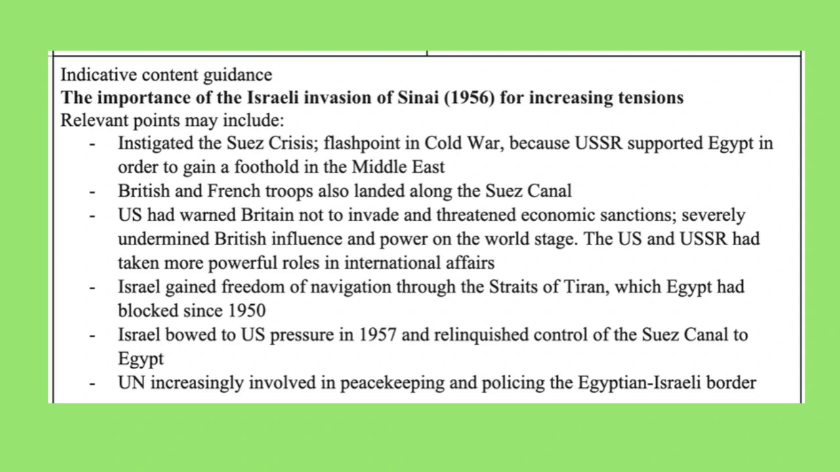You could, for example, discuss the increasing role of the USSR and the US in the Middle East. This ultimately became a flashpoint in the Cold War and meant that there was much more support coming in for both sides from major world powers. The UN increasingly had to become involved in peacekeeping and policing the Egyptian-Israeli border. So you can see there we've used a lot of evidence from our own knowledge to support our argument here. We've taken both elements of the question, so the Israeli invasion of Sinai and the increasing tensions, and we've explained the link between them, which really is what they're looking for in this question.